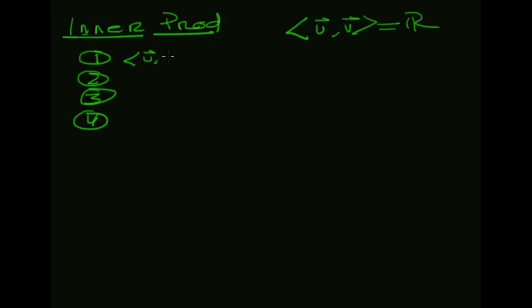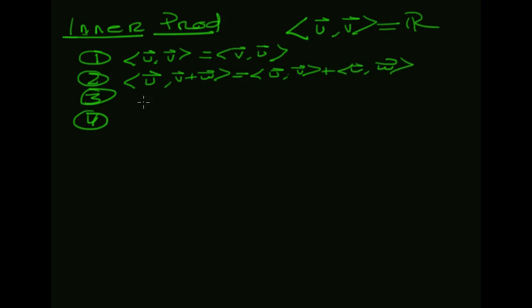One, I want it to be commutative. So u times v is the same as v times u. Number two, I want it to be distributive. u times (v plus w) has to be the same as u times v plus u times w. The third one, I want it to associate a scalar. So if I take c times (u times v), it's just going to be cu times v. It only multiplies against one of the terms, not both.